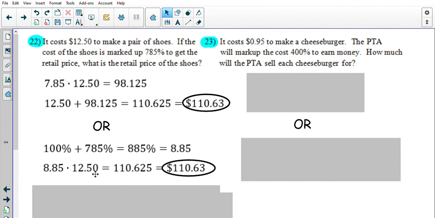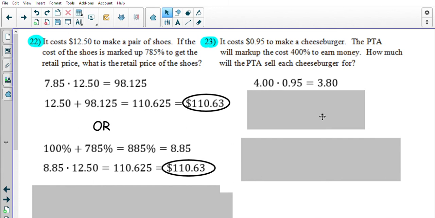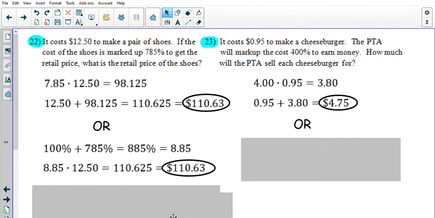Number 23, it costs 95 cents to make a cheeseburger. The PTA will mark up the cost 400% to earn money. How much will the PTA sell each cheeseburger for? 400% as a decimal is 4, or 4.00, times 0.95 is 3.80. So that's how much they're going to mark it up. But again, we need to add the 95-cent original price. 95 cents plus $3.80 will get us $4.75.